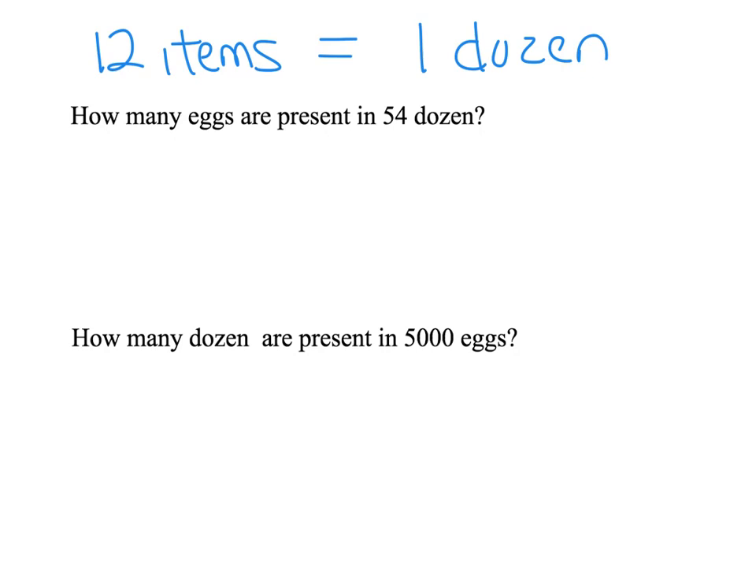So in the dimensional analysis method, we start out by writing down the number and the value, or the unit, that they give us.